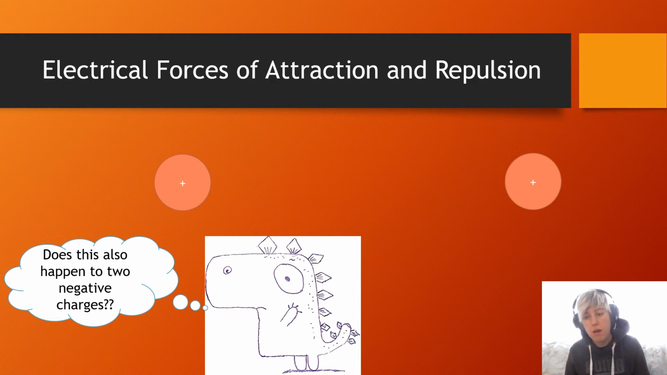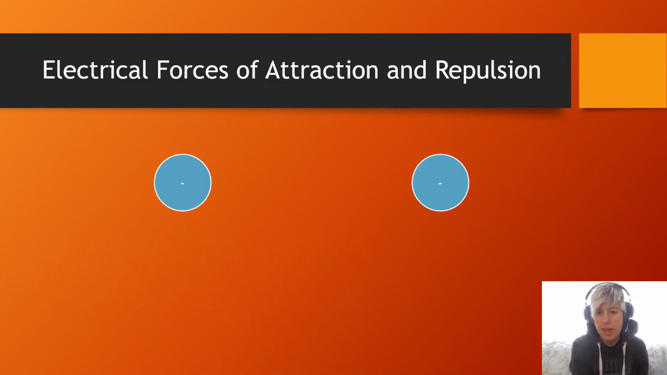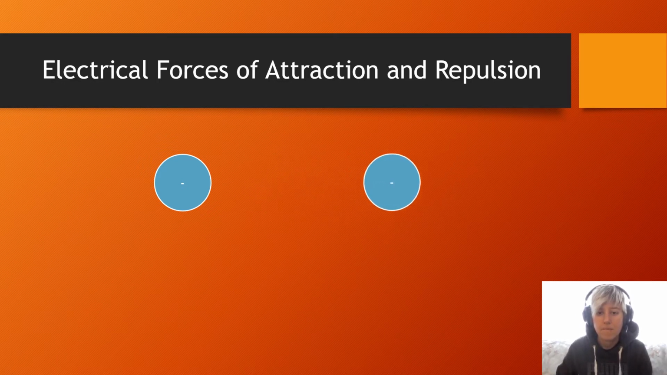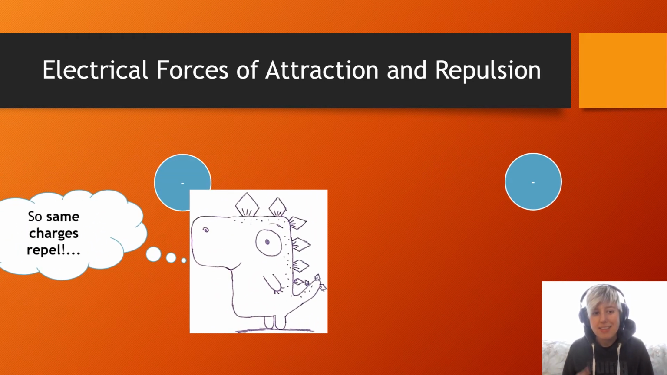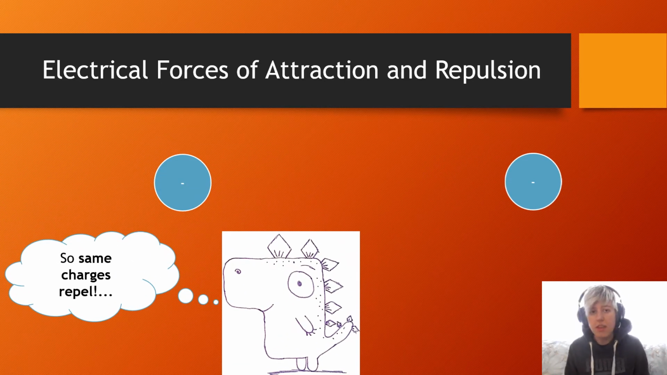So now the next logical question is, is this a fluke? Does this only happen when the 2 charges are positive, or does this also happen when the 2 charges are negative? Let's see. So now we have 2 negatively charged bodies, and let's see what happens. And the same thing happens. So the key thing that we need to realize here is that when you have 2 objects that have the same charge, they repel each other.